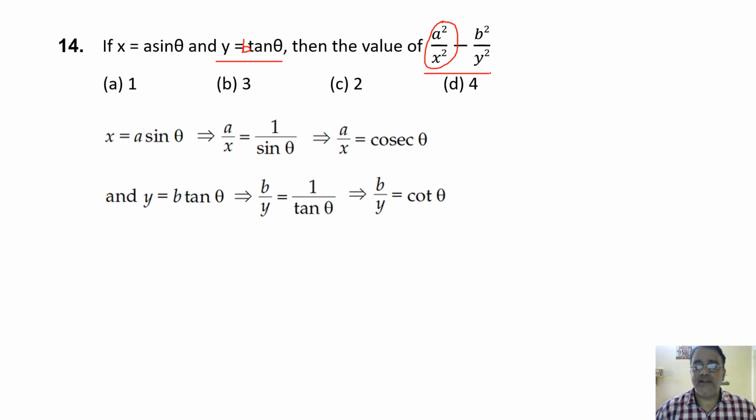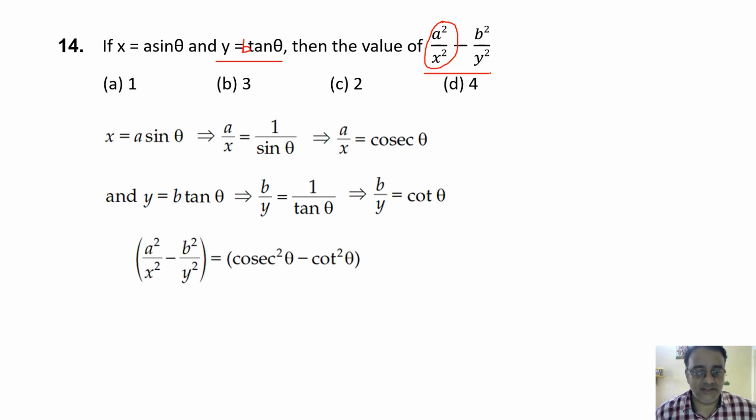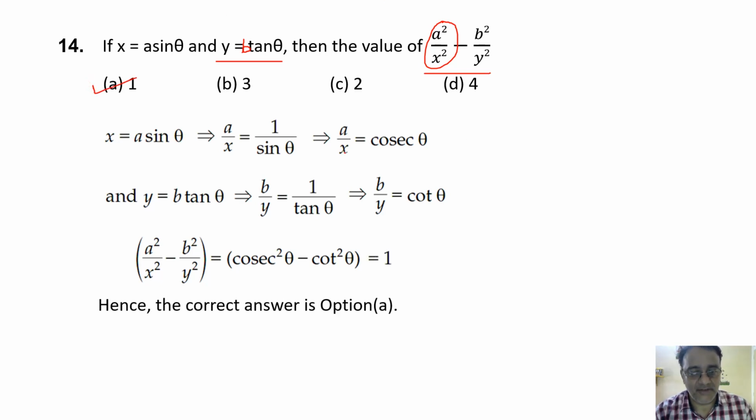a square upon x square minus b square upon y square. This is nothing but cosec square theta minus cot square theta. What is the value of cosec square theta minus cot square theta? 1. So which option is the correct one? Option A. Right.